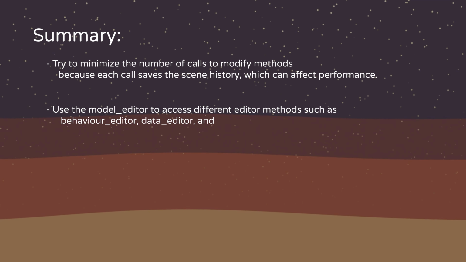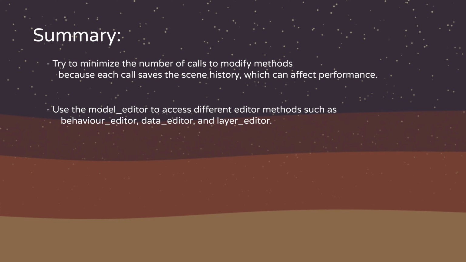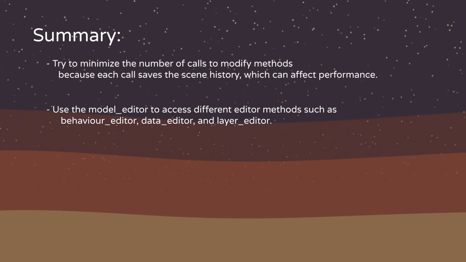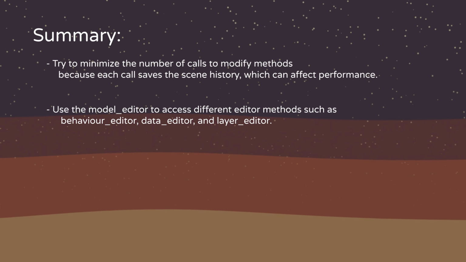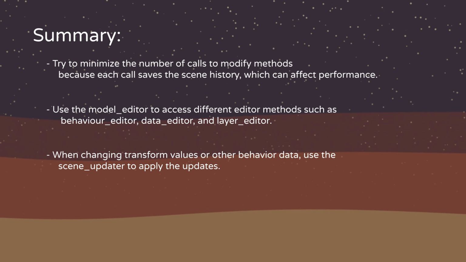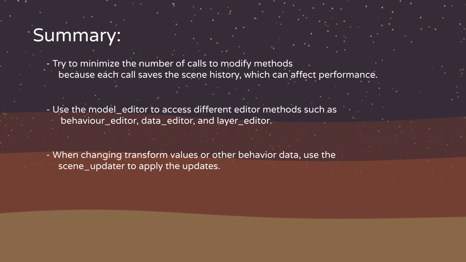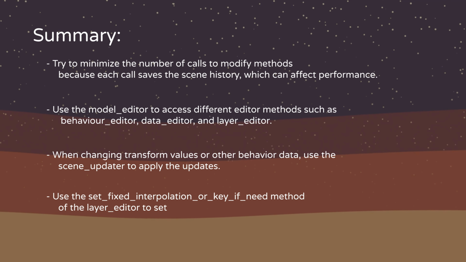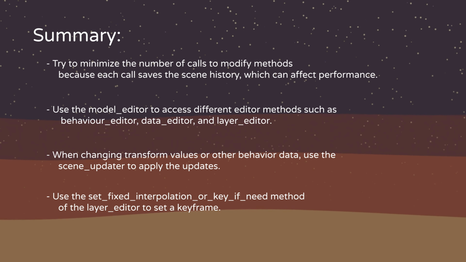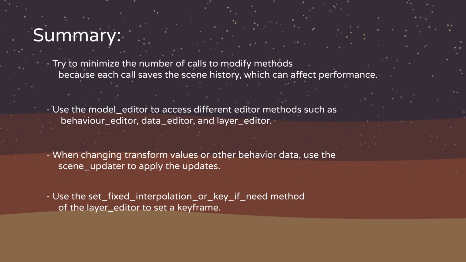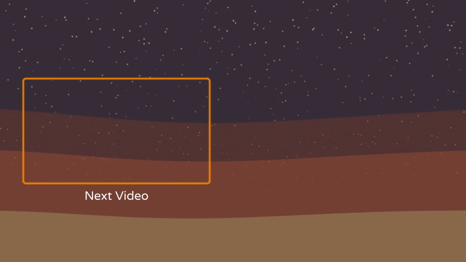Try to minimize the number of calls to modify methods because each call saves the scene history, which can affect performance. Use the model editor to access different editor methods such as the behavior editor, data editor, and layer editor. When changing transform values or other behavior data, use the scene updater to apply the updates. And finally, use the set fixed interpolation or key if needed method of the layers editor to set a keyframe.